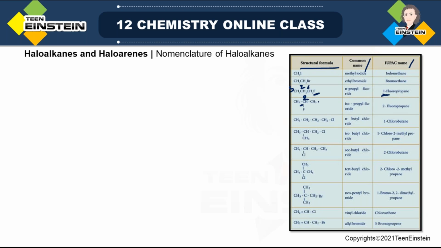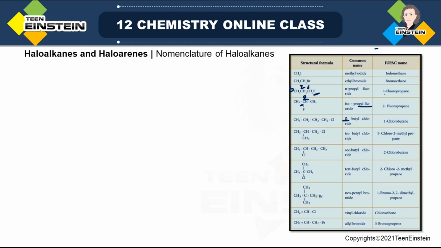So that is why it will be now 2 carbon. So 2-fluoropropane. But for the common name, as this type of group, that is Me2CH, MeCH, then another Me, and then some halogen is attached. So this group is basically the isopropyl group. So that is why, when you are writing the common name, what we have written is isopropyl fluoride.